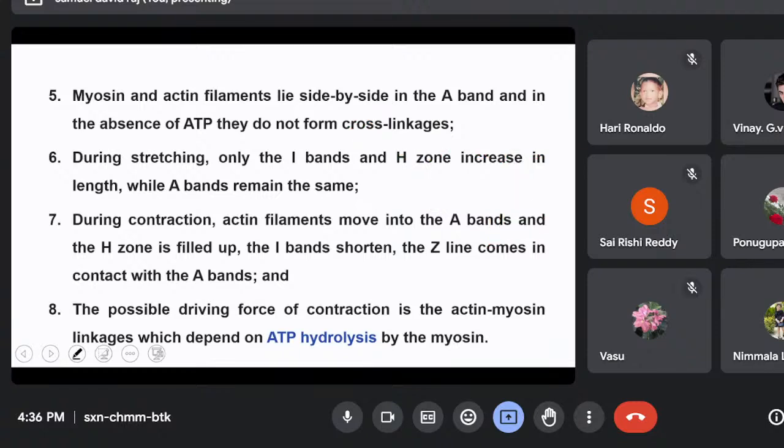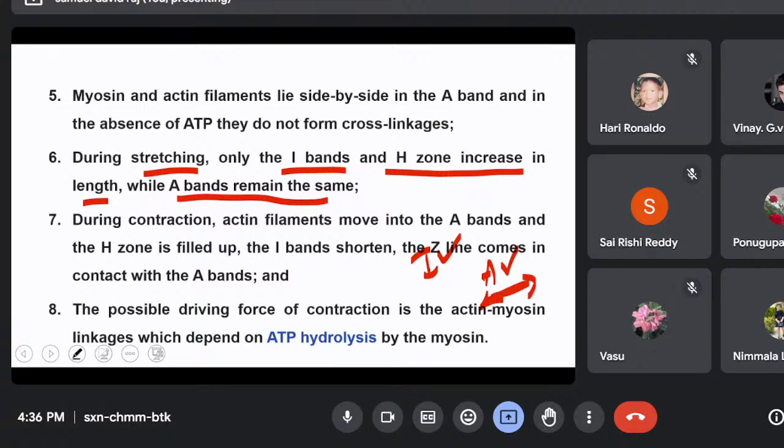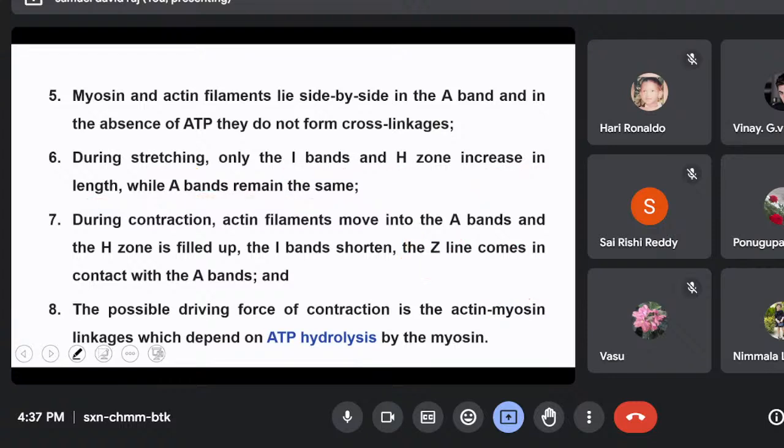They also say that during relaxation or stretching, only the I bands and H zone increase in length while the A bands remain the same. Why? Because during contraction, the A band remains the same, only the I band changes. Likewise, during relaxation also, the length of the A band remains the same, only the length of the I bands and H zone, which was previously closed by the actin filaments during contraction, is said to increase in length. That is another discovery made by them.